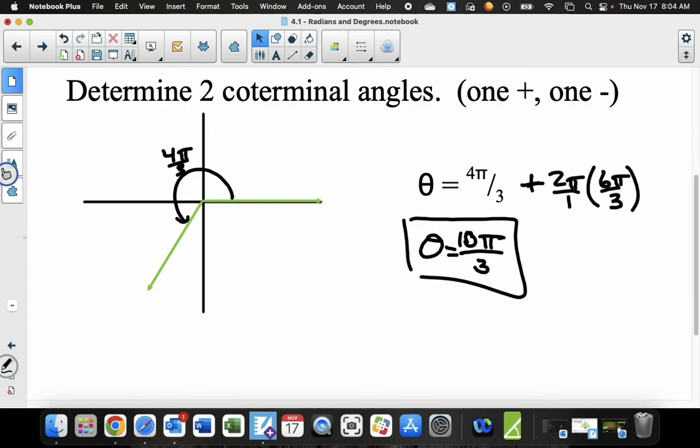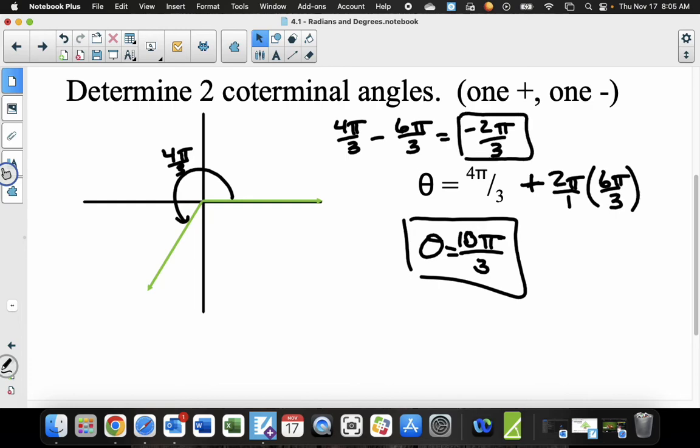Let's say I wanted a negative angle as well. I could say, well, let's go back the other direction 2 pi. Rather than going another time around, let's subtract 2 pi and see what we end up with. Same exact idea. We're going to take 4 pi over 3, and I'm going to subtract. We already did the common denominator, 6 pi over 3, which means when we subtract, we get negative 2 pi over 3.